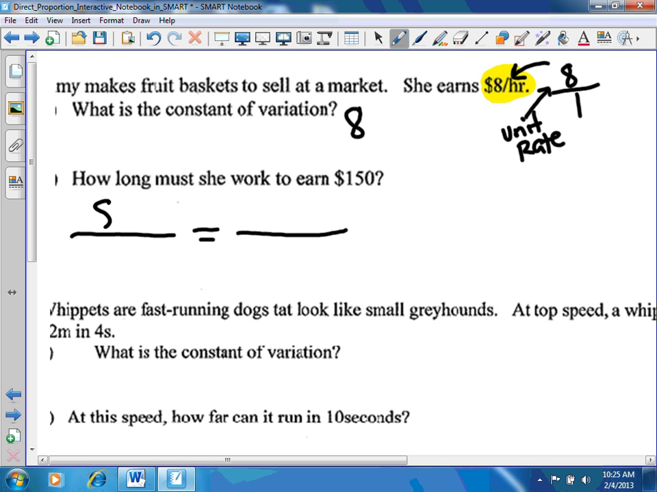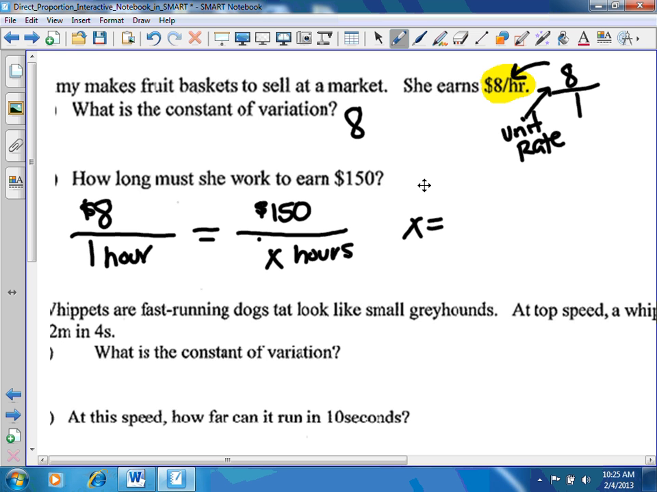$8 over 1 hour is equal to $150 over X hours. We're looking for hours. This goes into our skills from last week. Use your calculator. Cross multiply and divide to figure out how many hours it would take her to earn $150.